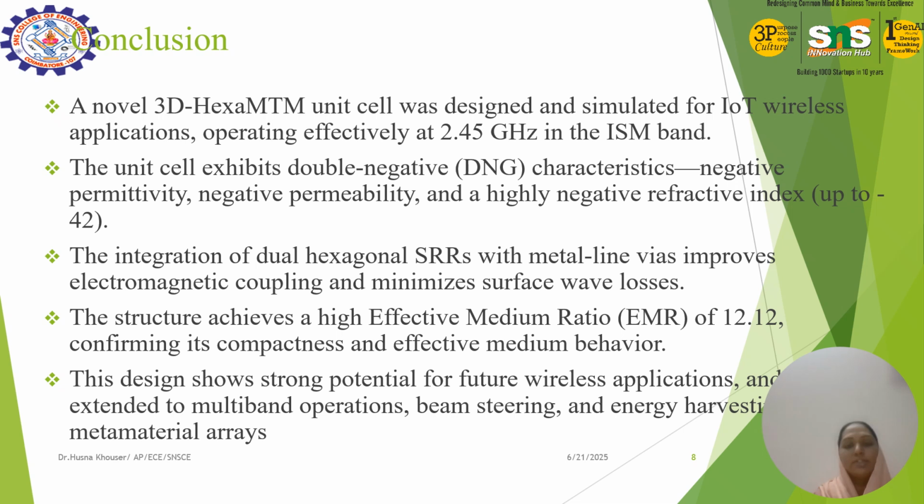This unit structure can be made into an array of unit cells, and that array of unit cells can be deployed in many applications. For example, we can use it as a superstrate, which can help improve the beam gain, or for beam steering, energy harvesting, and multiband operations. These are the things we can do using these unit cell structures.